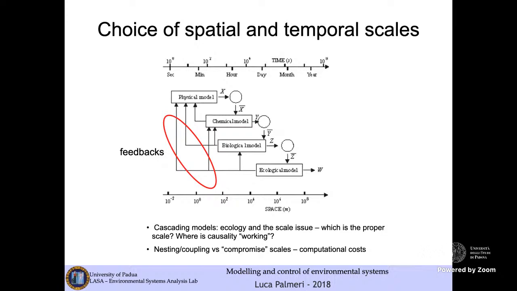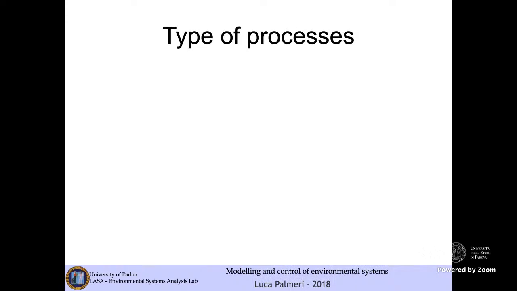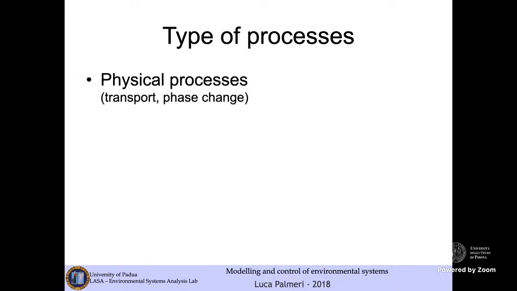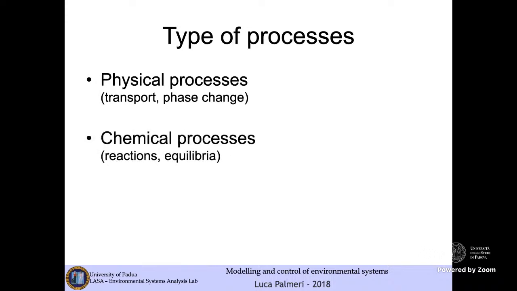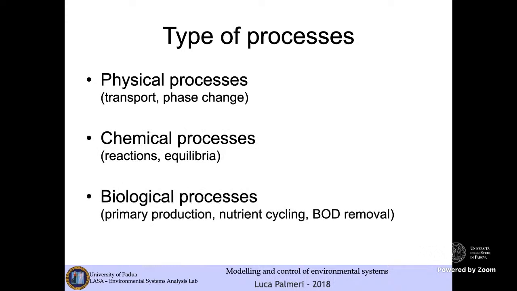This is why the modeling procedure we have introduced up to here is an iterative procedure in which at each step you go back to see if your description is consistent or if you need to include some more processes. What are the types of processes that we are going to describe now? Physical processes, so transport processes, or processes of phase change; chemical processes, so chemical reaction and chemical equilibrium; and then biological processes, that are primary production, like nutrient cycling, or other processes of removal of contaminants like BOD removal and so on.